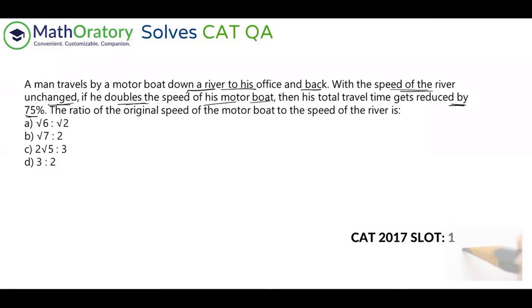Okay, now we know the ratio of the original speed of the motorboat to the speed of the river is asked. So this is forcing me to take variables. That is fine. I'll just try to keep it as simple as possible.